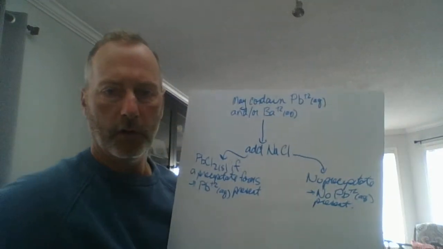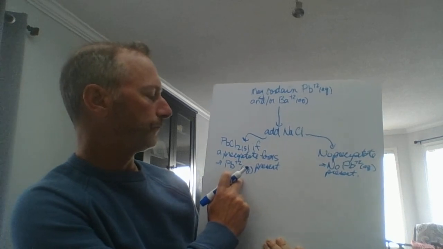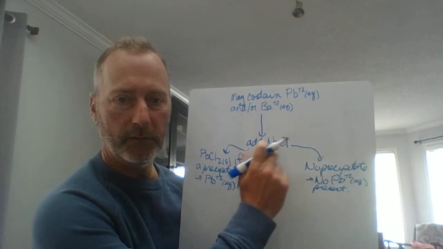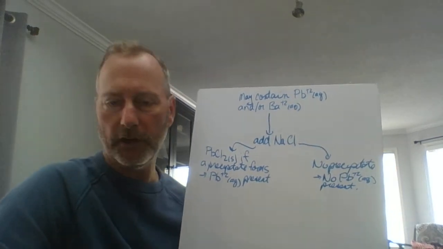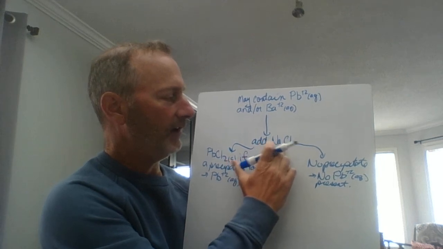Okay? So if you add that and you get a precipitate, then you know. Now the other part would be whatever it is. Remember, sodium, and the reason we use sodium is a good one. We want to use sodium and potassium as much as possible as our cation part here.